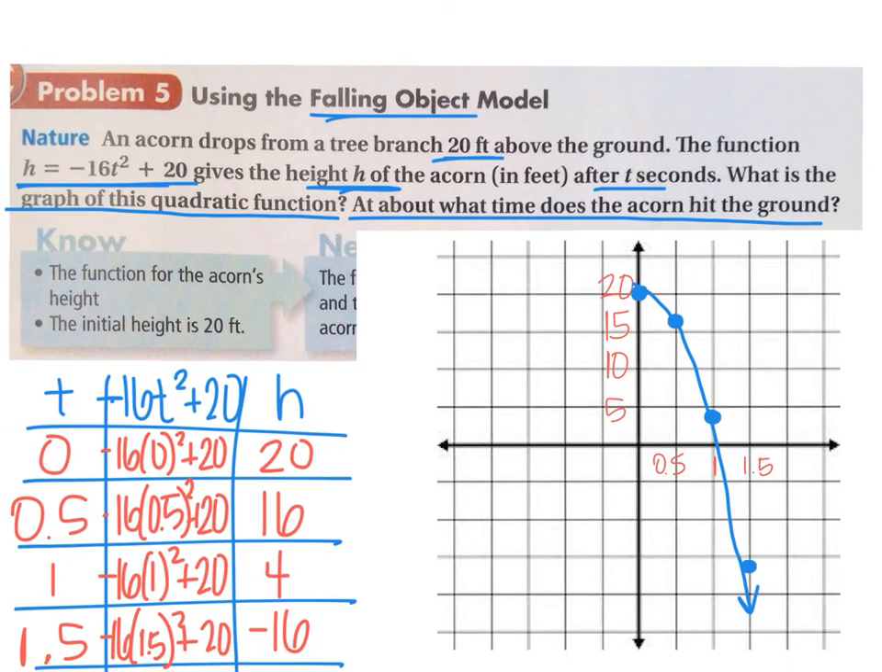And of course, I said it's never going to be negative, so this part of the graph actually doesn't really exist. It's just because of the point we chose. And then they ask us what time does the acorn hit the ground, and the answer to that's going to be a little more than 1 second, or slightly more than 1 second, or something like that.